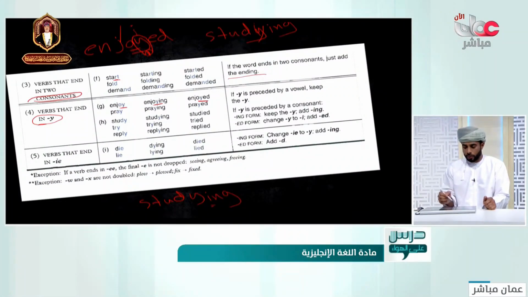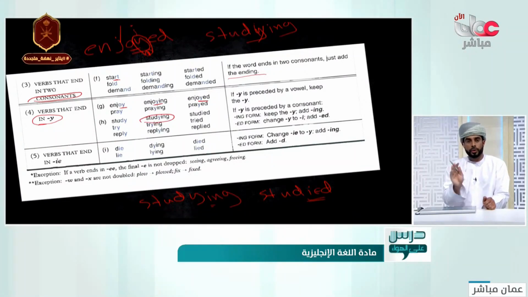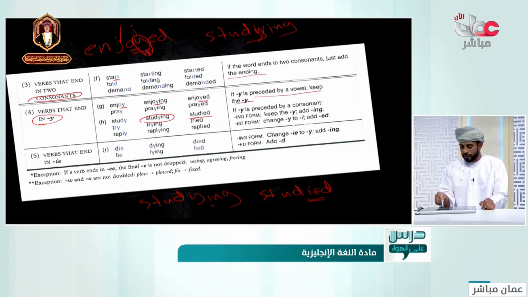But what about the ED? Can we do it? Let's have a look at it. Studied. Yeah, it works. So with the ING, we just add ING. We don't remove it because we have a consonant before the Y. And with the ED, we change the Y to I and add the ED. As it said in here, if it is preceded by a vowel, keep the Y. If it is preceded by a consonant, in the case of ING, keep the Y, but in the case of adding ED, change the Y to I. Good. I think it is clear.